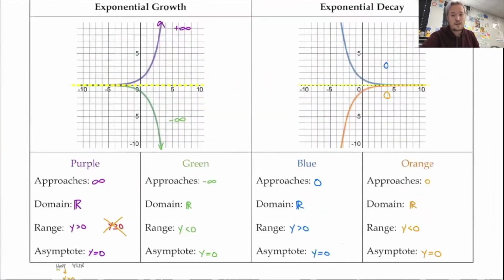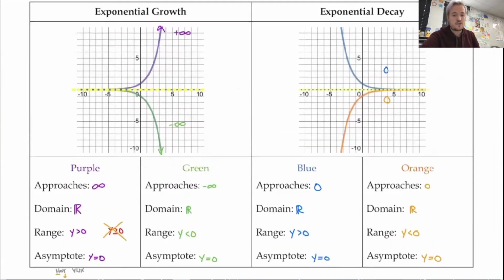So I highly recommend just going through all 4 of these different types, look at the graphs, and really internalize what's happening. Notice if you look at the very first row of each one of these, you have to look to see what it approaches. What it approaches is going to tell you if it's going to be a growth or a decay. Because I'm not always going to give you the graph.